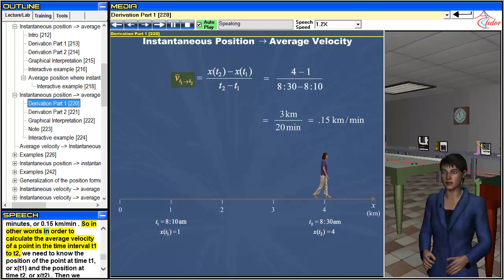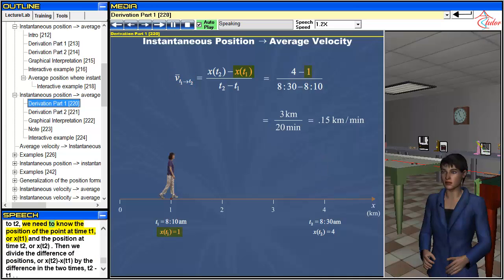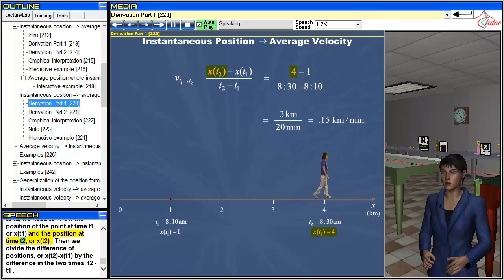So in other words, in order to calculate the average velocity of a point in the time interval t1 to t2, we need to know the position of the point at time t1, or x of t1, and the position at time t2, or x of t2. Then we divide the difference of positions, or x of t2 minus x of t1, by the difference in the two times, t2 minus t1.